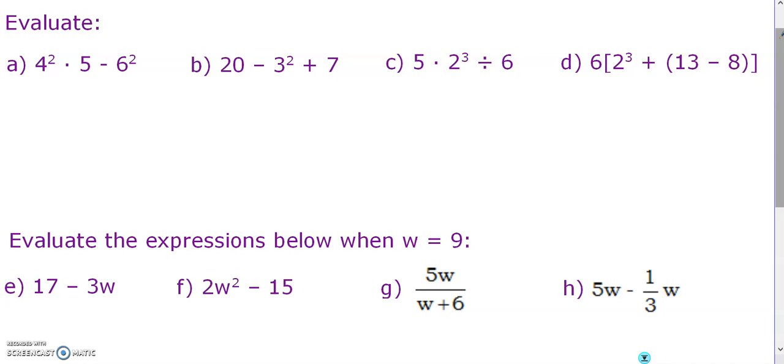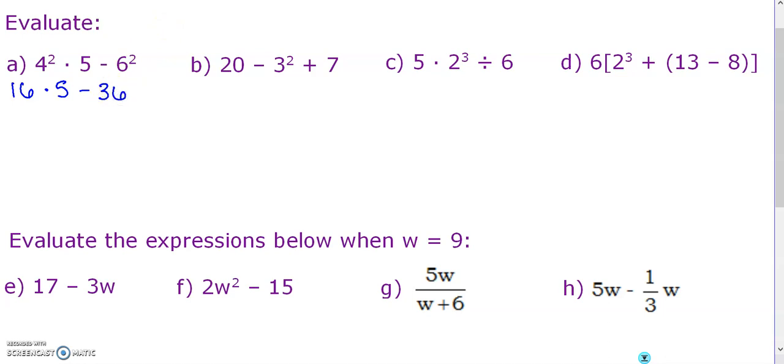Okay, now that you've gone ahead and worked out your examples, let's see how you did. So first things first, it's just evaluating for these top 4 problems, which means go ahead and complete the math in the correct order using the order of operations. So first things first, I don't see any grouping, but I do have exponents. So I'm going to go ahead and evaluate. 4 to the 2nd power is 4 times 4, which is 16. And it says times 5 minus, and 6 to the 2nd power, 6 times 6 is 36.